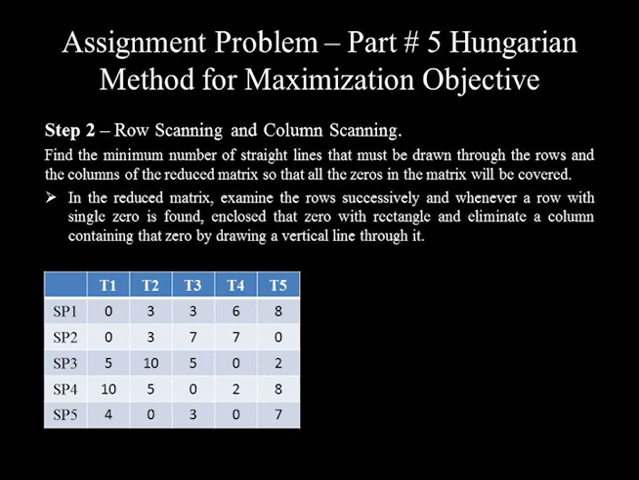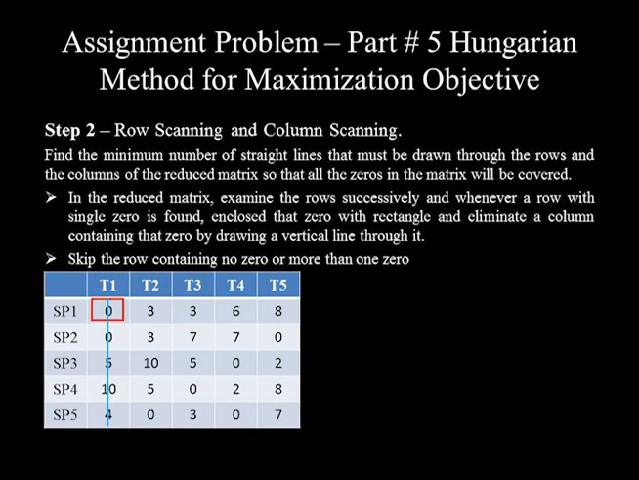First, examine the rows of the reduced matrix successively, and whenever a row with a single zero is found, enclose that zero with a rectangle and eliminate the column containing that zero by drawing a vertical line through it. If a given row contains no zero or more than one zero, we will skip it. So let's scan the rows starting from row 1. Row 1 contains only one zero, that's the zero under column 1. So we will enclose this zero in a rectangle and eliminate column 1 by drawing a vertical line through it.